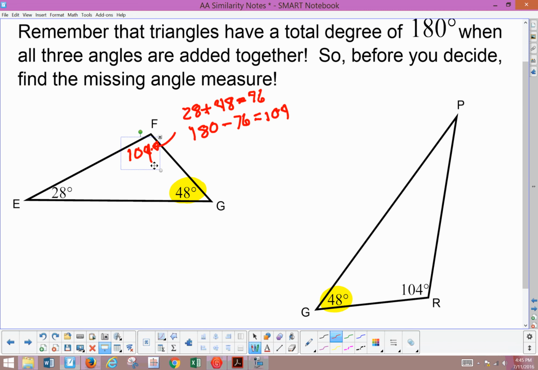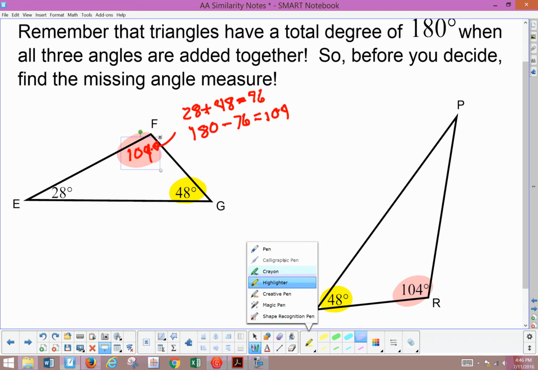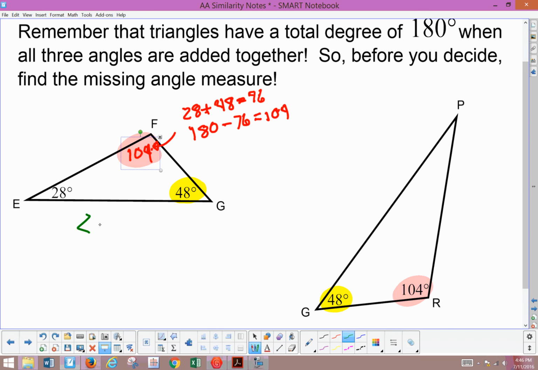Well, if that's a 104 degree angle, that means that I have a second match on angle measures. 104 degrees at angle F, 104 degrees at angle R. That means these triangles are in fact similar. So I know angle G is congruent to angle, well, let's make that a Q. That'll make that much easier. Sorry about that. That's a Q. Angle Q.